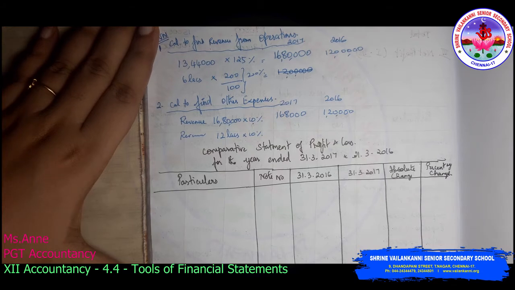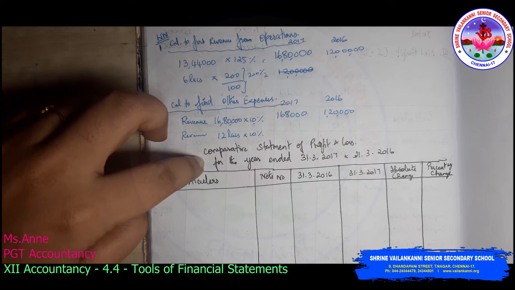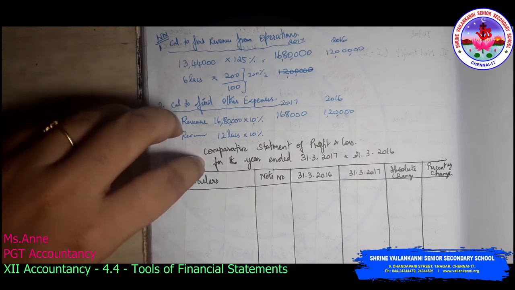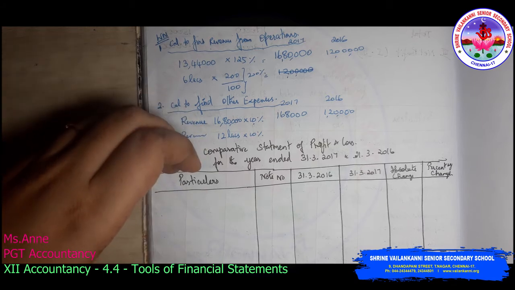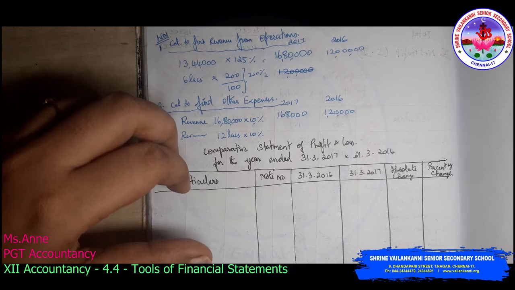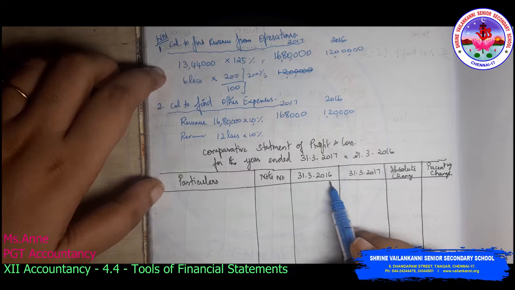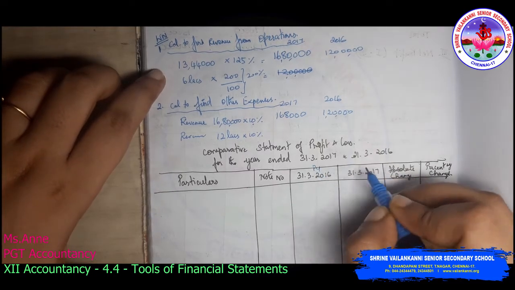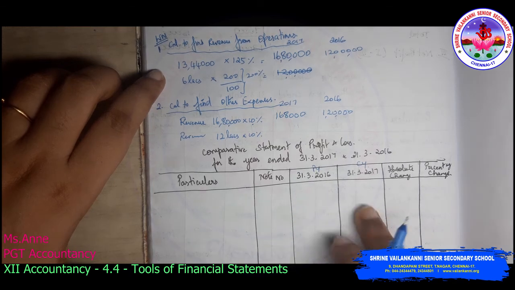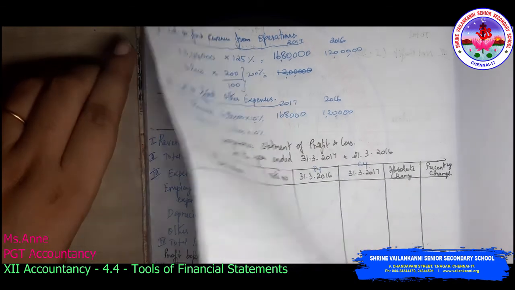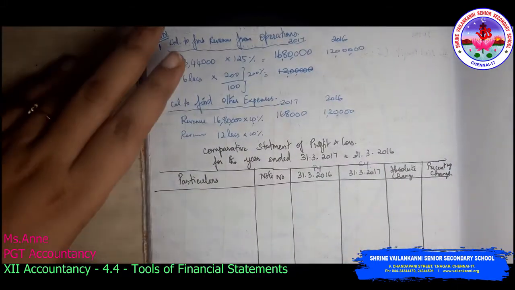So you can see the format now. I have prepared it. Comparative statement of profit and loss for the year ended 31/3/2017 and 31/3/2016. Please pause the video, take down this format. By now it should be memorized. You should be able to do it without any strain. So particulars, note number, 31/3/2016, it is the previous year and current year. So previous year figure should always be here and current year figure should always be next to that. Then you have absolute change and percentage change. So nothing more than this.